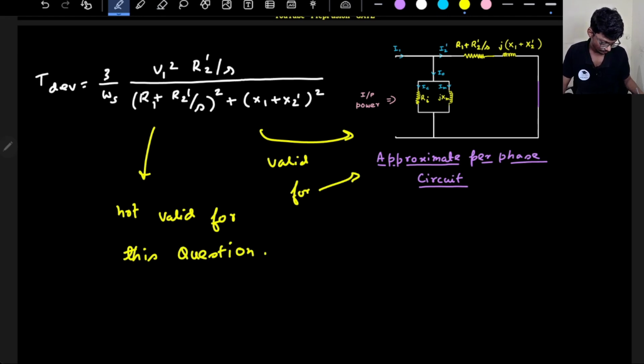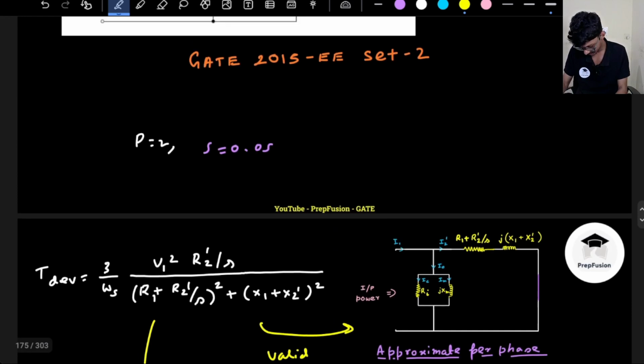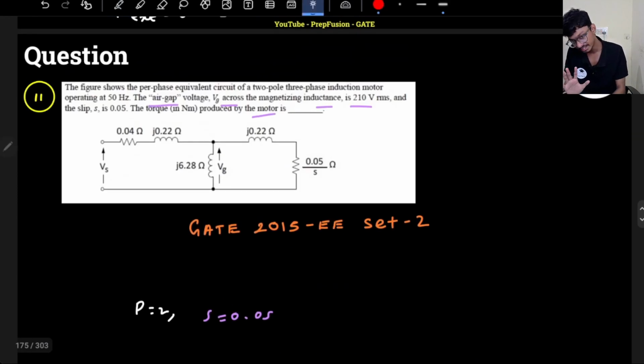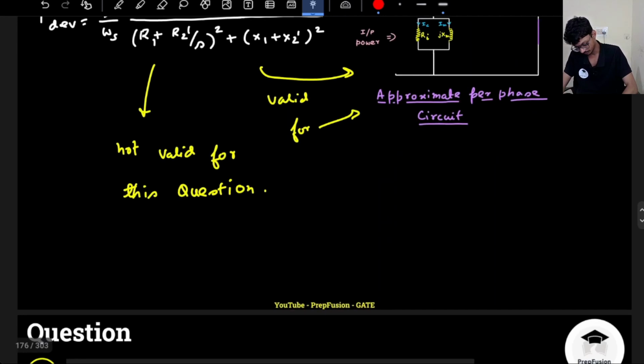The reason we did that approximation is that it was very difficult to find the Vg voltage, because I wanted to find the torque developed, which was basically Vg whole square divided by whatever the value. It was getting difficult, that's why I had made that approximation. But now it is easy, because they have already given me the Vg voltage. I don't need to do anything, so I will directly find the torque.